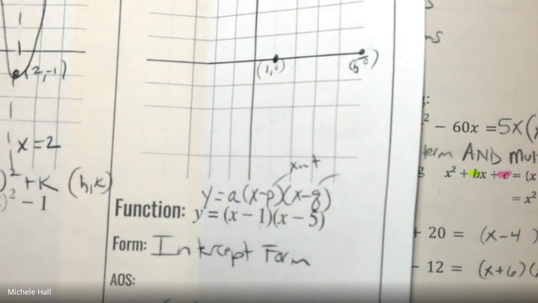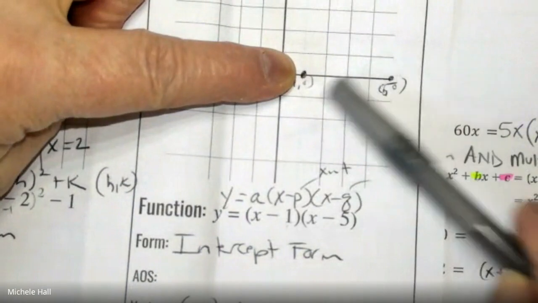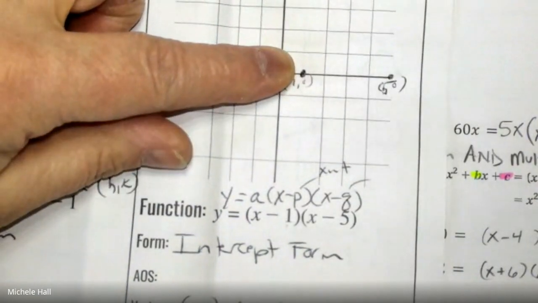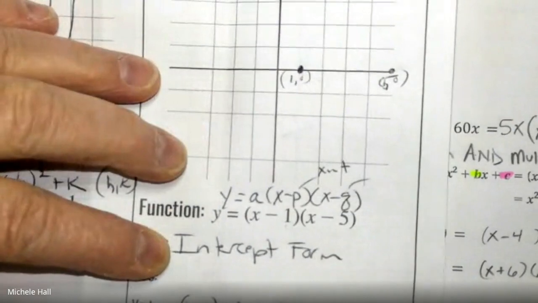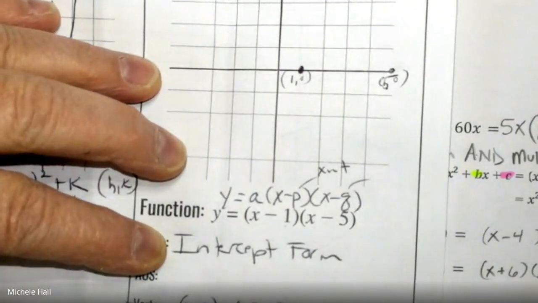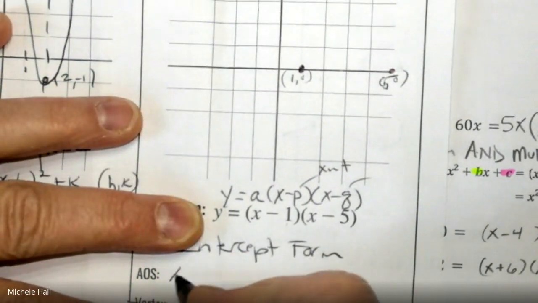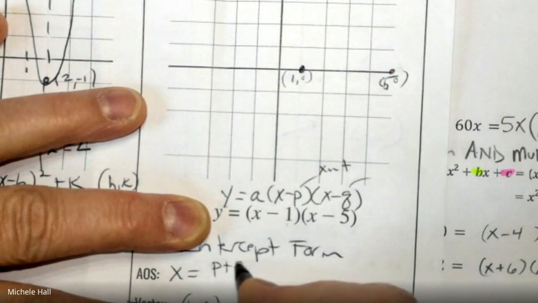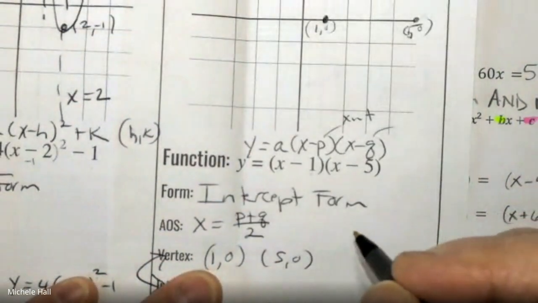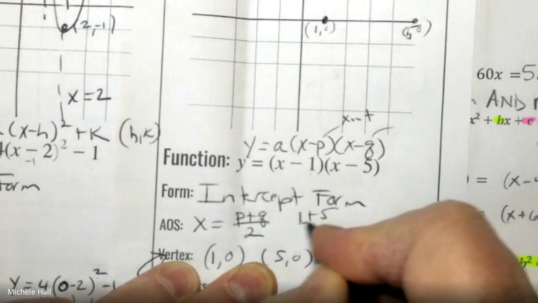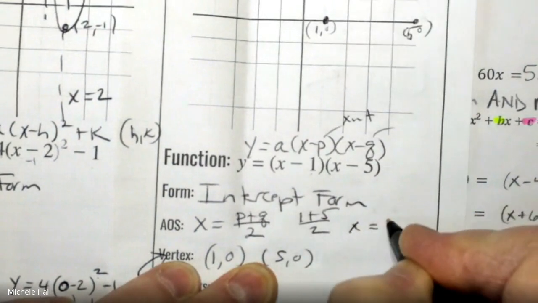What would be the next thing I would want to find when I'm in intercept form? The AOS, because it's going to be halfway between your intercepts because of that symmetry. So to find the, oops, I wrote it in the wrong place, didn't I? I'm going to have to put arrows on this. Those are my intercepts. All right, so the AOS would be that we have x equals p plus q divided by 2. So that means we have 1 plus 5 divided by 2. And we get that x equals 3.